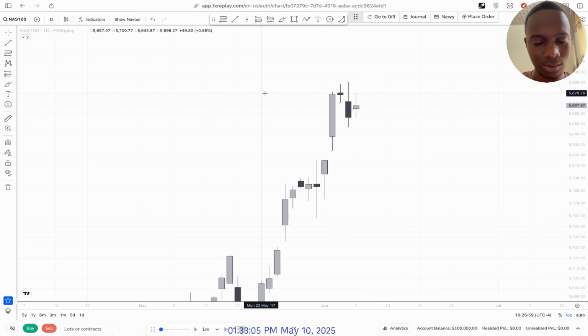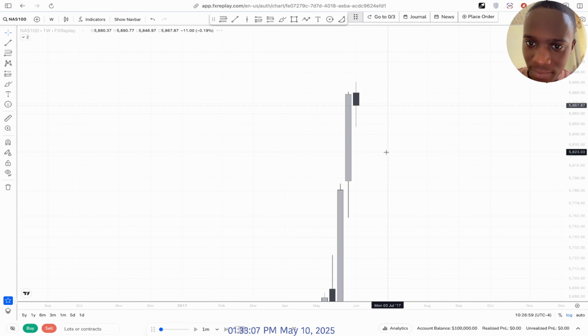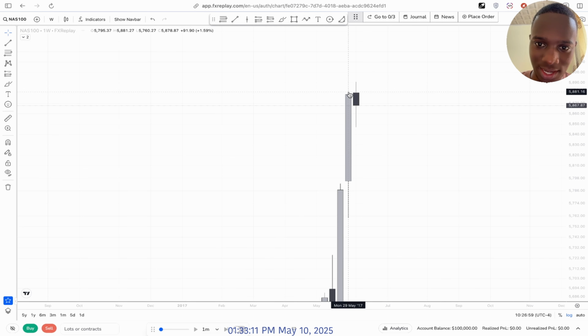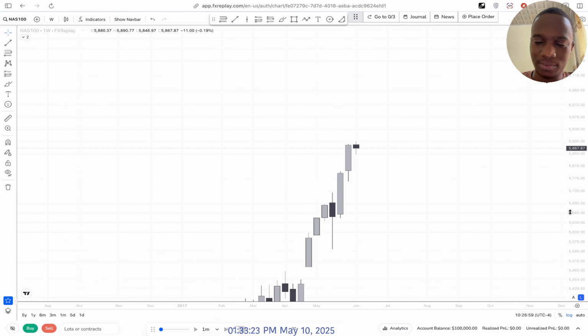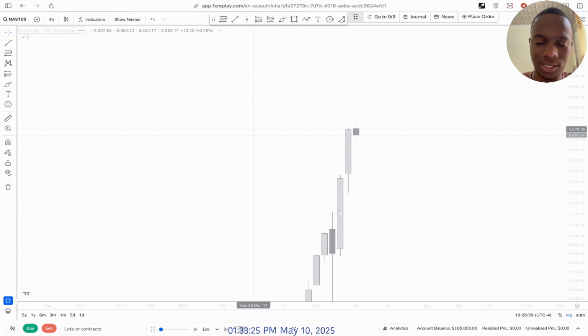And when you go to the weekly a bit, you can see that this week started by taking out the high of this one. So maybe we might rebalance a bit. We never know. We'll see. It will depend on how the week will react, and then it will push higher. So basically that was all. Let's get to the 4 hour now.